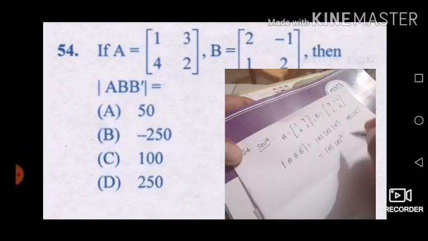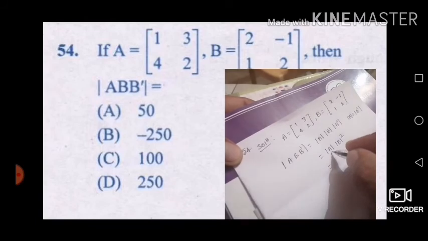Easiest question for every student. It's from matrices. Given A is equal to [1, 3; 4, 2] and B is equal to [2, minus 1; 1, 2]. We have to find the determinant of A, B, B dash. We know that determinant of AB is equal to determinant A into determinant B, in such a way that determinant of A, B, B dash is determinant A into determinant B into determinant B dash. We know very well determinant of B is equal to determinant of B dash. So what happens, this is determinant A into determinant B whole square.